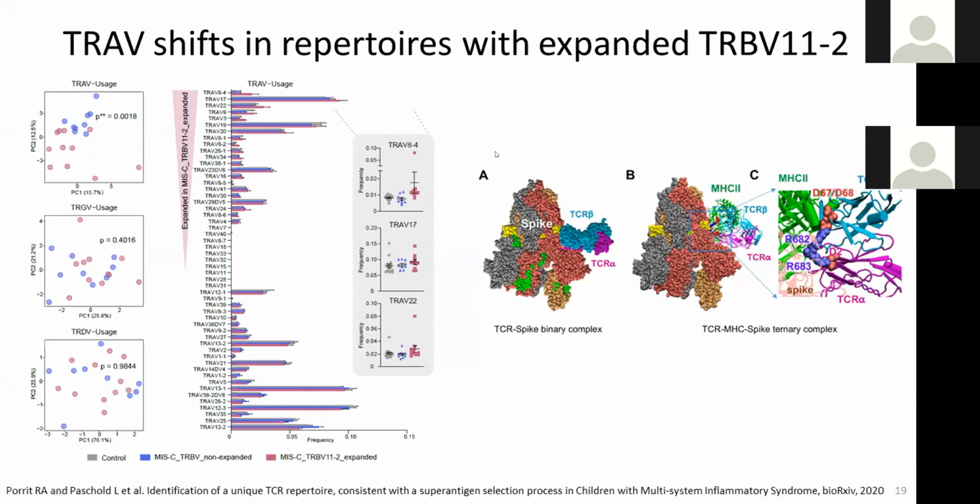And for that reason, our collaborators modeled the spike protein of SARS-CoV-2 in complex with TRBV 11-2 and TRAV 8-4, and they did get a complex structure which looked quite relevant to them.